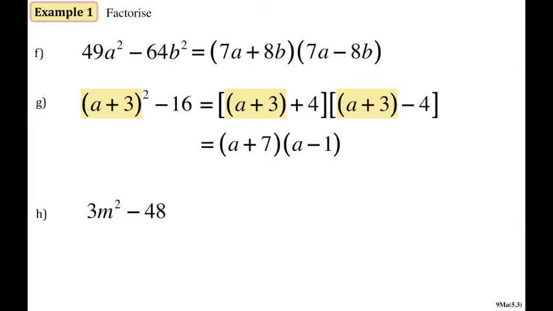Now, part H is by far the hardest question here. Let's check why. Is it a difference of two squares? Well, minus sign, so it's a difference. Two terms, so a difference of two squares. Now, is 3 a perfect square? Let's just go back over what our perfect squares are. 1 times 1 is 1.